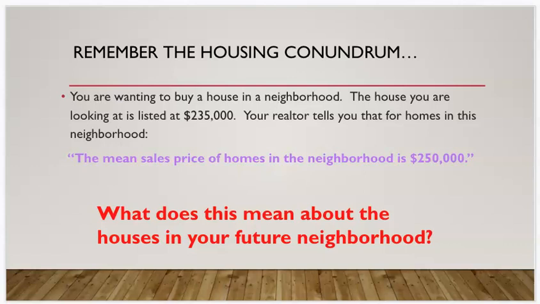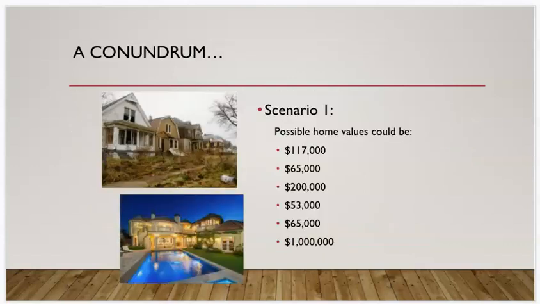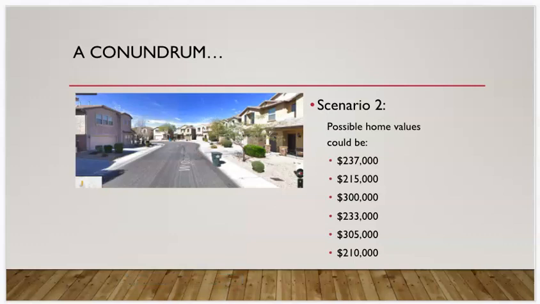Well, we've looked at this previously with measures of central tendency. Now we want to look at it with measures of spread or variability. So scenario 1, the possible home prices range from $53,000 all the way up to $1 million. So a pretty high spread if we're just thinking about it. In scenario 2, our home values are much closer together, ranging from $210,000 to $305,000.